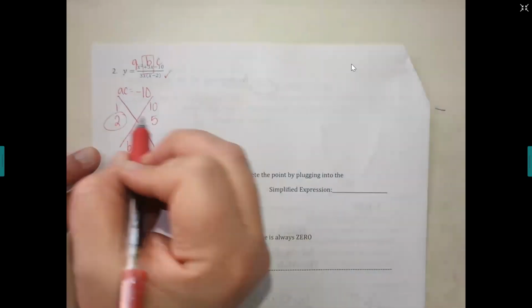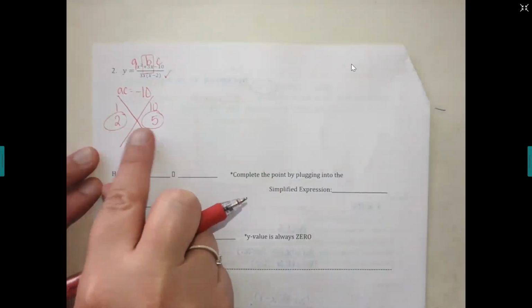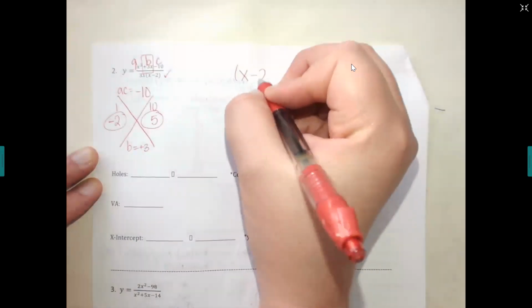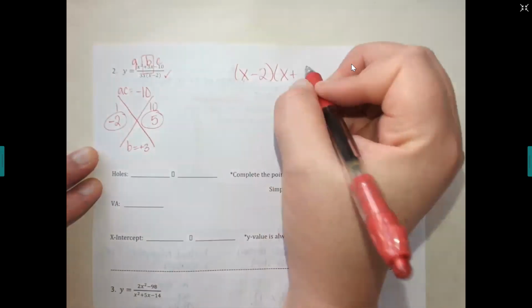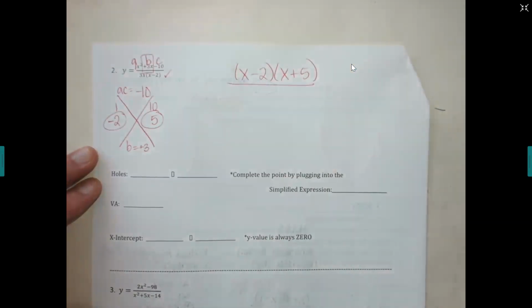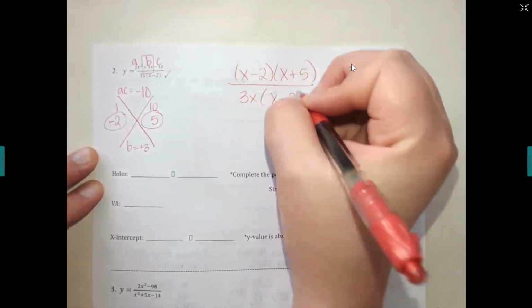5 and 2, very good. When I put my minus, I want to keep my 3 positive. So I'm going to put the minus on which number? 2. Okay, so I have x -2, x +5. Is my A a 1? I'm done? Yes, so I don't have to divide and slide. I can skip that. Okay, then on the bottom, I had a 3x and an x -2.